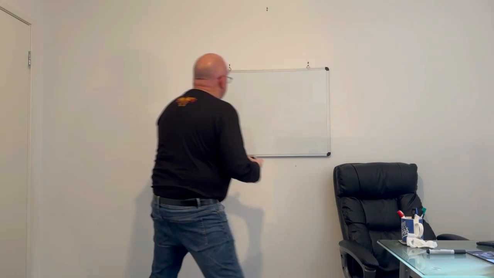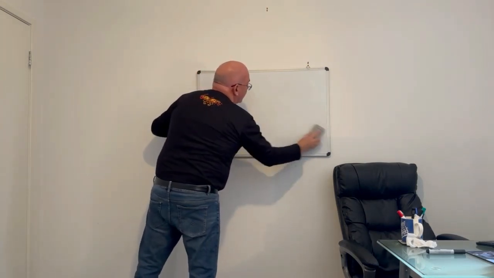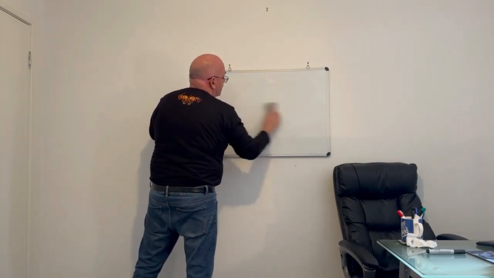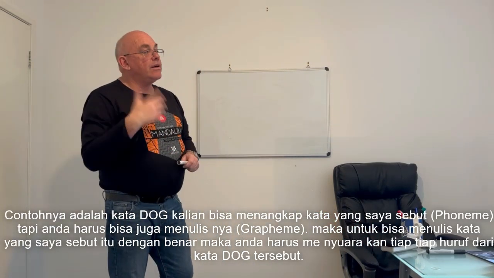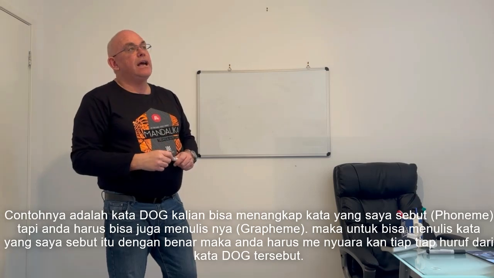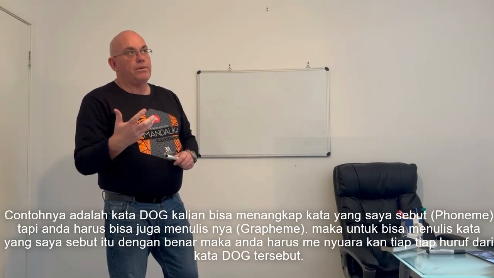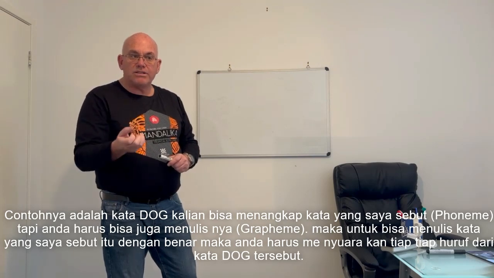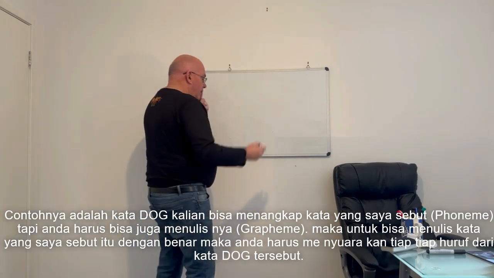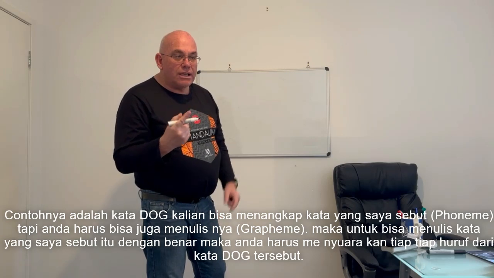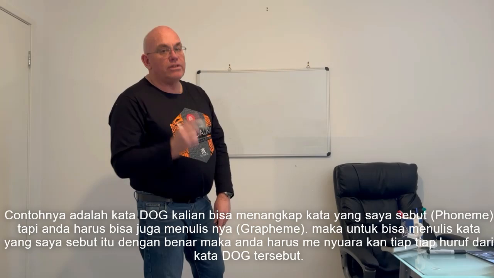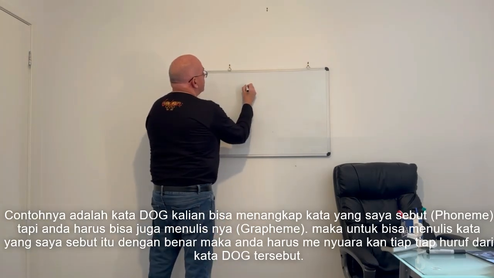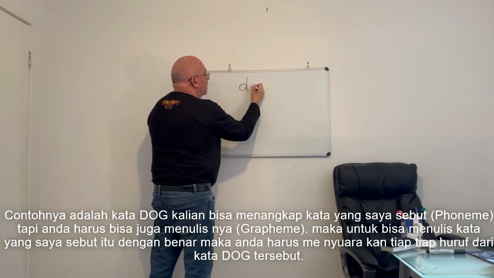Now I'll just quickly show you some examples. A grapheme is simply what you hear. So if you hear me say, for example, "I saw a dog," you can hear me say dog. That's the phoneme, d, o, g. Now I'm going to do the grapheme, which is just d, d, d, d.